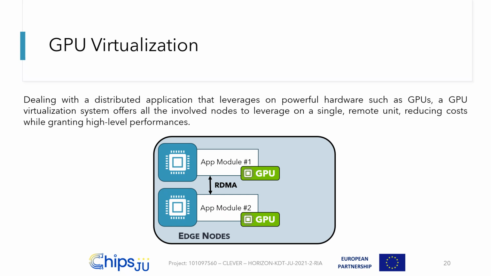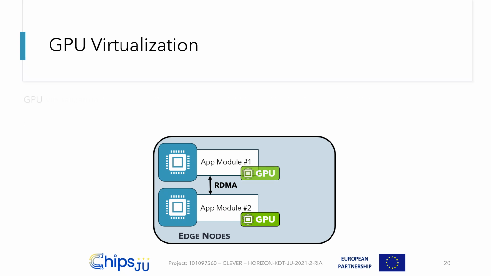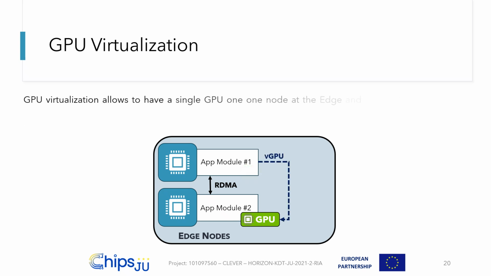While having a GPU on each node would be overly costly, a GPU virtualization system would allow the nodes to leverage a single, remote GPU. GPU virtualization allows having just one GPU on one node at the edge and yet have it available for any other node. When a process requiring a GPU is issued on a CPU-only node, it may access the remote hardware through custom libraries, acting as a virtual GPU.